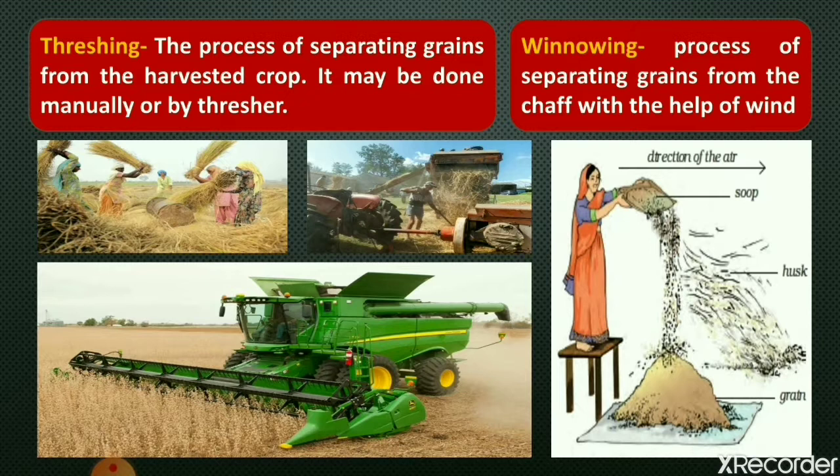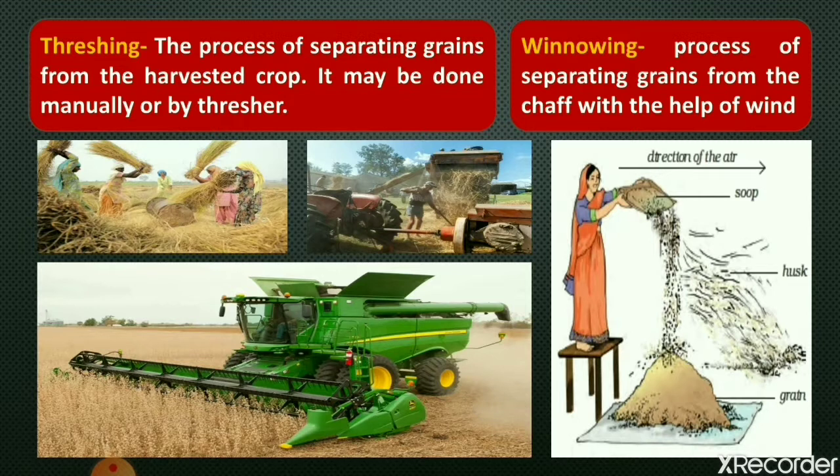Nowadays one more machine is there, that is called a combine. And a combine is a machine which is used for harvesting and threshing. It means both the work of harvesting and threshing is done by the machine combine. Next one is winnowing. After the process of threshing is completed, the grains have to be separated from the chaff. The process of separating grains from the chaff with the help of wind is called winnowing.